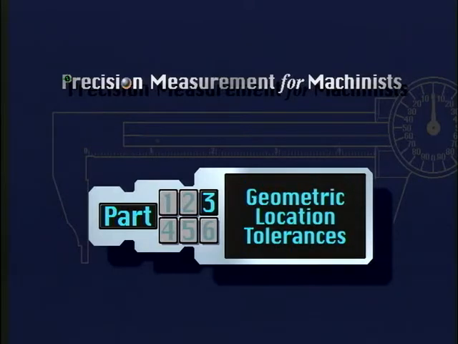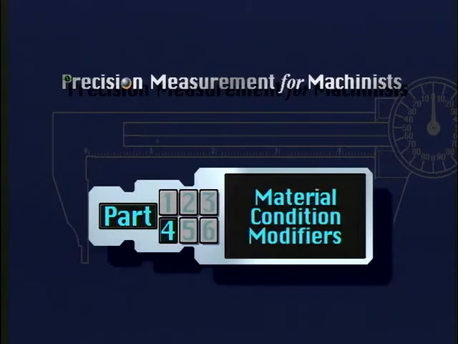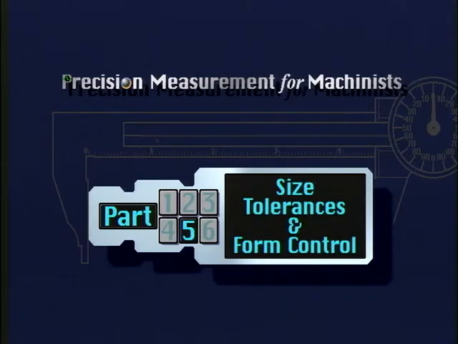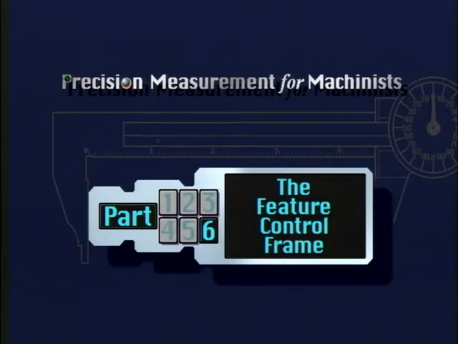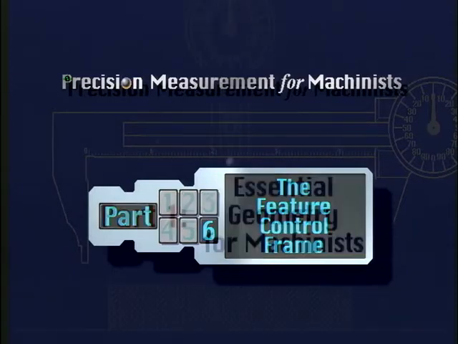Part 3 will show you how location tolerances for GD&T are different from and better than older-style coordinate location tolerances. In Part 4, you will learn about material condition modifiers. This understanding is critical to being able to correctly measure geometric tolerances. Part 5 will show you how geometric size tolerances also control the form of workpiece features. And in the 6th part, you will learn how geometric tolerances are called out with a feature control frame.